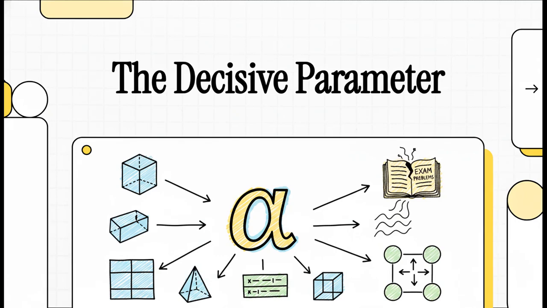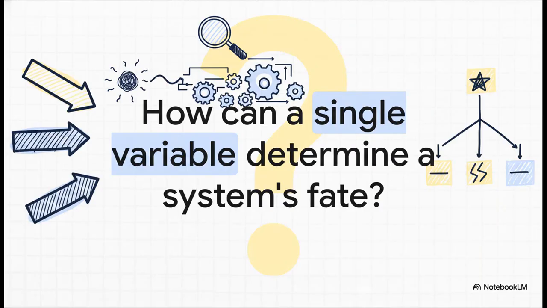Welcome to The Explainer. Today, we're diving deep into a linear algebra problem that's got a real detective story feel to it. We're going to see how one single, seemingly small variable can be the ultimate decider of what is and isn't mathematically possible. So, let's get right into it.